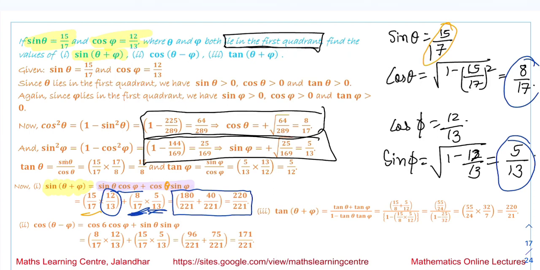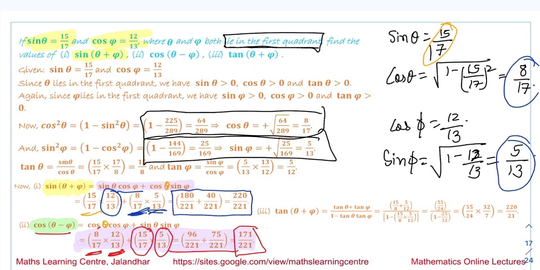Next, we have to calculate the value of sine of theta minus phi. So again, we use the formula cos theta cos phi plus sine theta sine phi. On substituting these values, cos theta is 8 by 17, cos phi is 12 by 13, sine theta is 15 by 17 and sine phi is 5 by 13. We get the final answer as 171 by 221. So this is the value of cos theta minus phi.